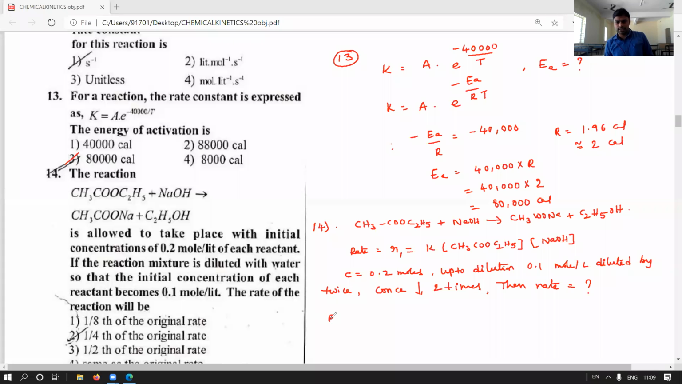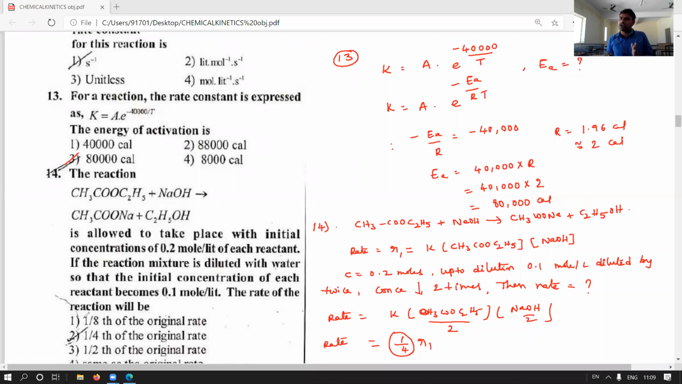Under these conditions, rate is equal to K into the concentration of ester CH3COOC2H5. Its concentration is decreased 2 times. In the same way, the sodium hydroxide concentration also decreases by twice. Then it is equal to 1 by 4 into K into the concentration of ethyl acetate into the concentration of sodium hydroxide, which is nothing but R1. So due to dilution by twice, the rate is decreased by 1 by 4 times.